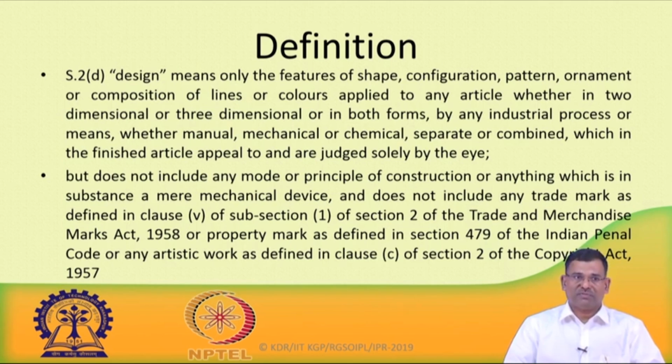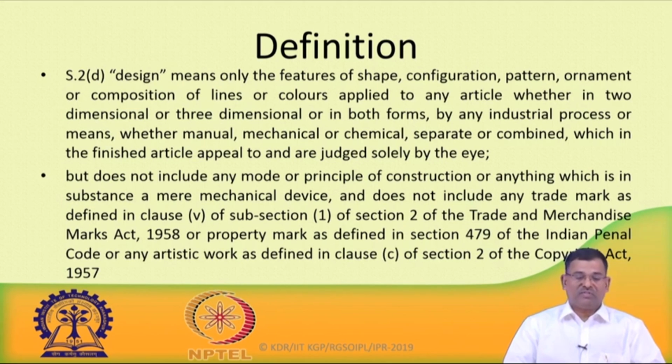This is the first part of the definition. It means that the design is judged solely by the eye. Solely by eye means that it is the visual appearance which gives you the design, and the definition clearly says it is the features of shape. It can be shape, configuration, the pattern in the material, and also the composition of colors; that also can be registered as a design.